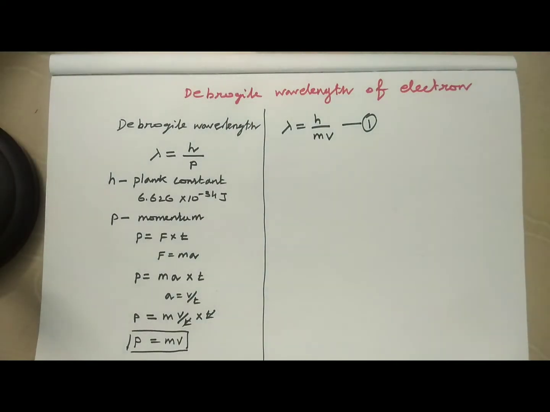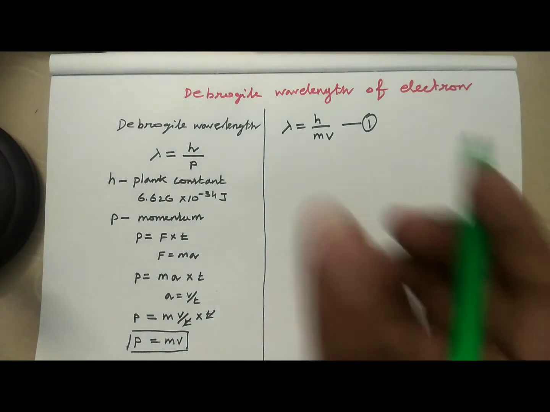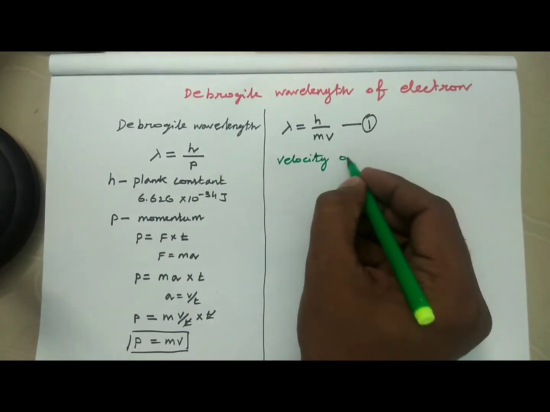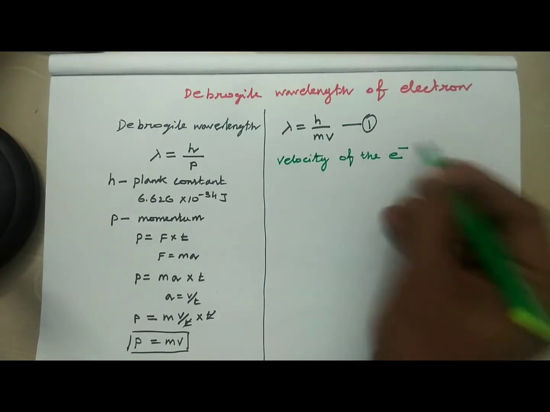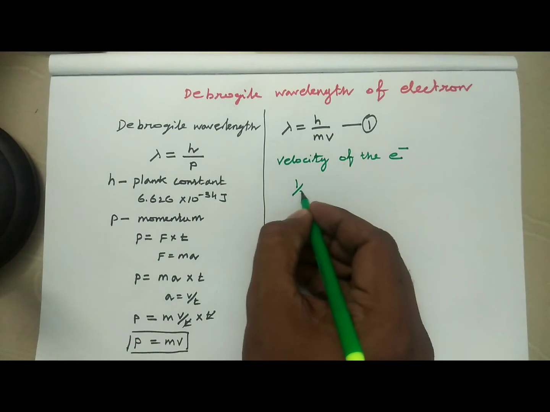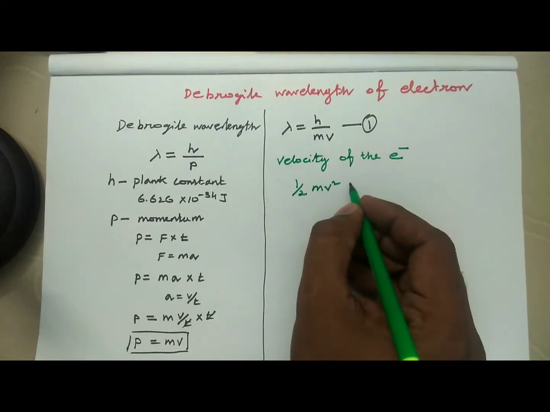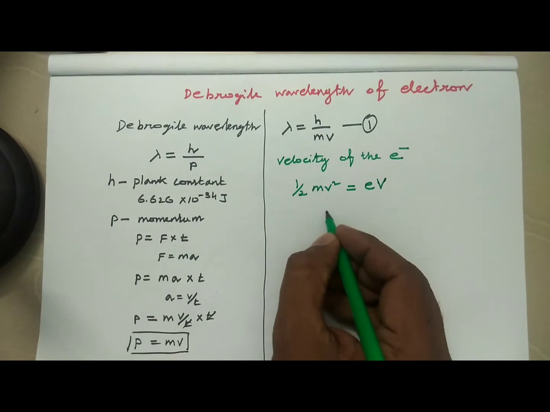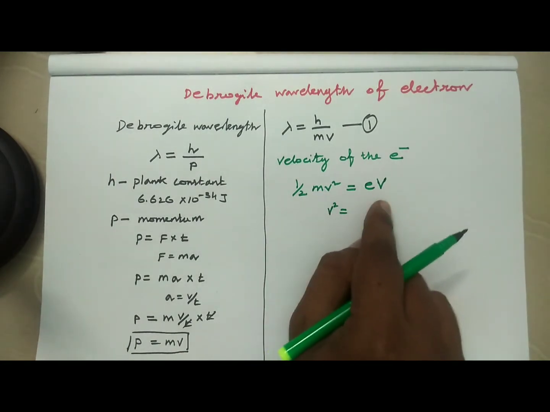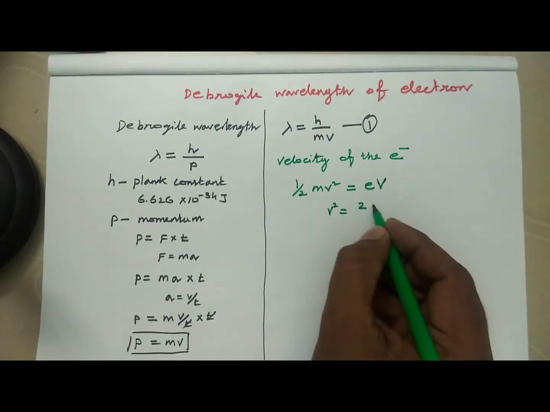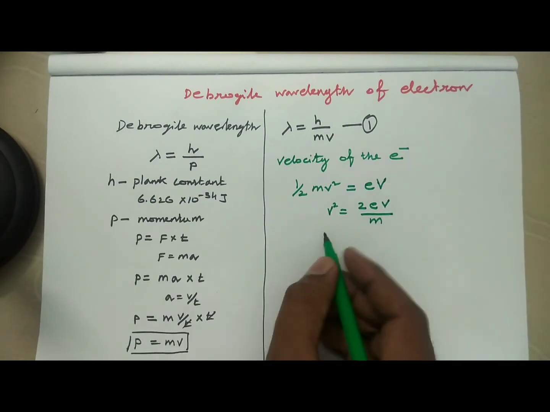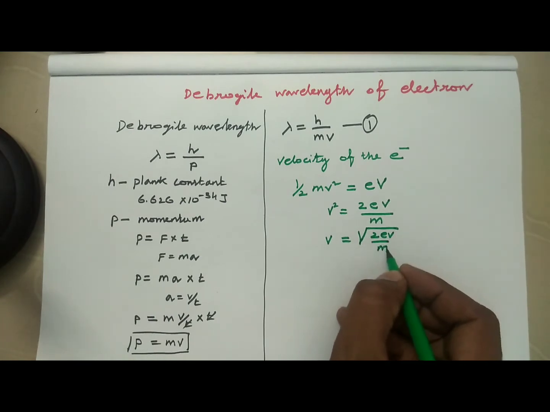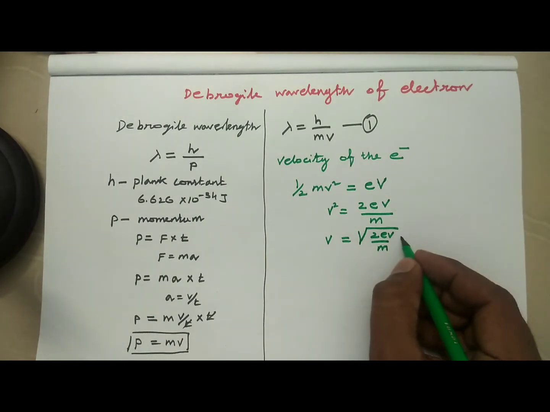Let's determine the velocity of the electron. Kinetic energy, half mv square, is equal to 1 electron volt. So v square: the m is getting divided, so 2 electron volt by m. Therefore v is equal to root of 2eV by m. Take it as equation 2.